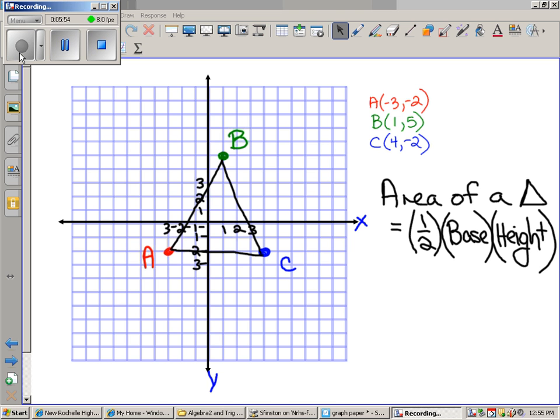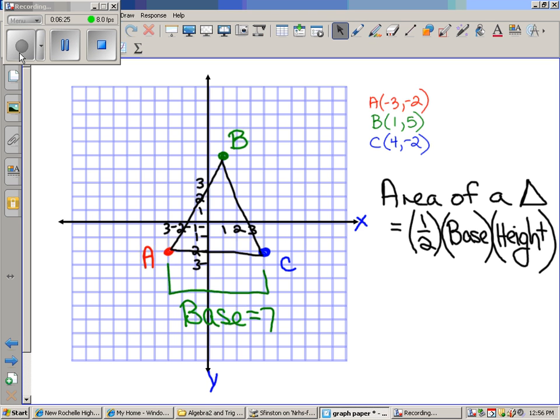So the problem is what is the height? What is the base? The base is this distance right here. How many units is that? Count them. Nope. 7. The base equals 7. All we did was literally count. 1, 2, 3, 4, 5, 6, 7. Just the number of spots.